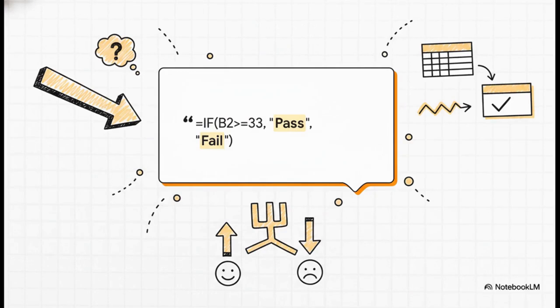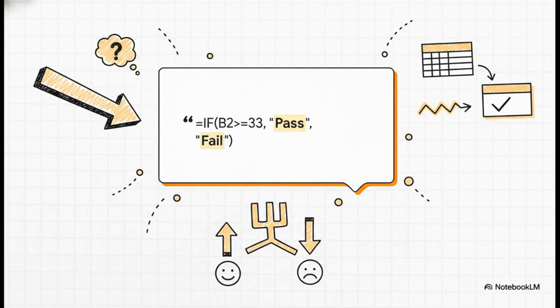Okay, here's a classic example you'll see everywhere. The formula is asking a question. Hey, is the value in cell B2 greater than or equal to 33? If the answer is yes, if it's true, the function spits out the word pass. If the answer is no, it's false, it spits out fail. And just like that, you've automated a pass-fail decision.